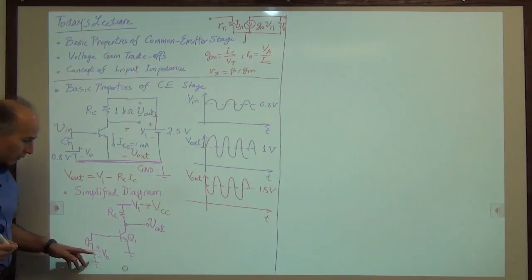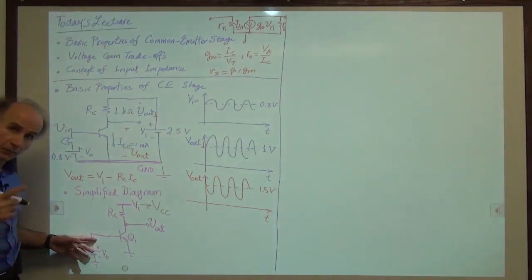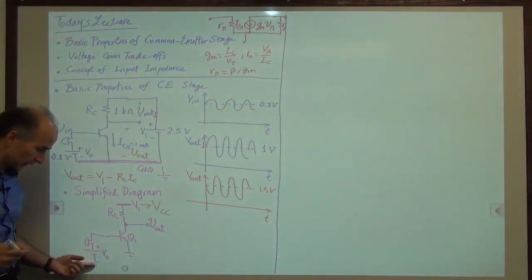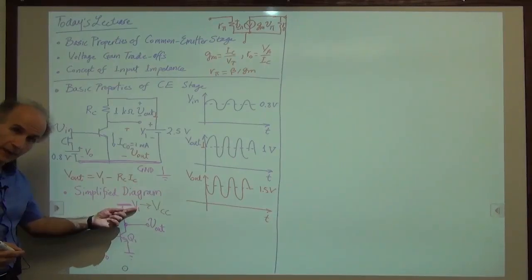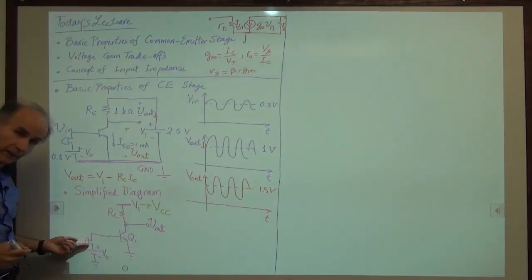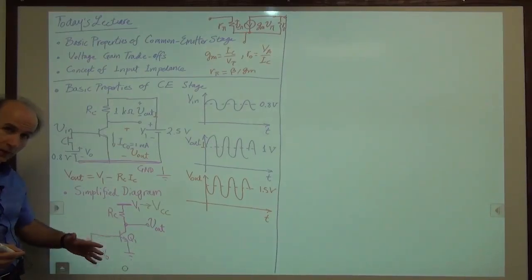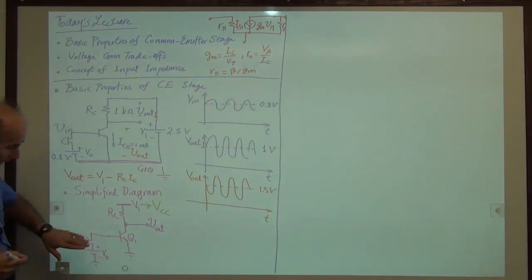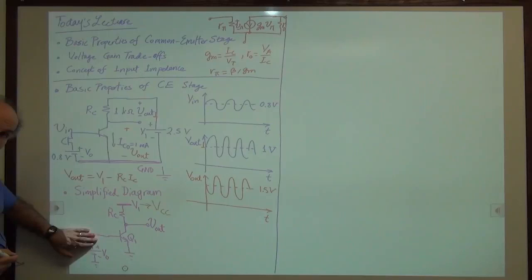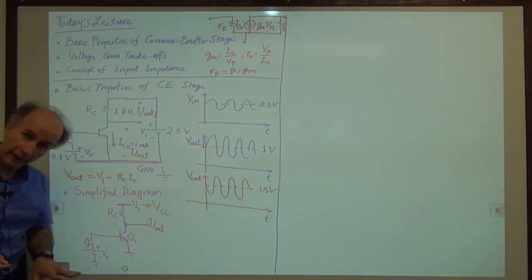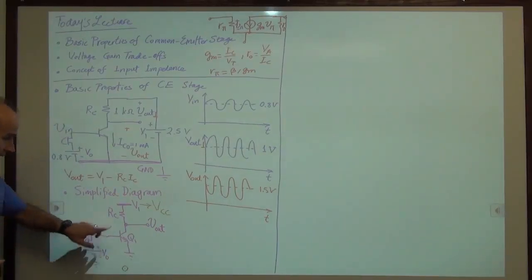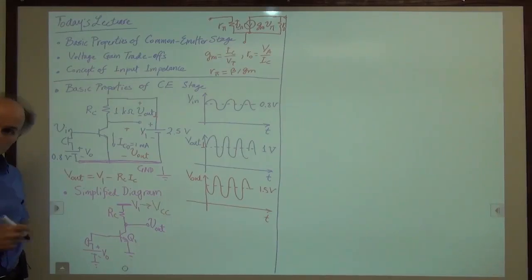Keep in mind that what I have drawn here consists of both the bias quantities, like this and this, and the small signal quantities, like this. So if you want to analyze the circuit, we have to separate it into one for bias calculations without the microphone, and one for small signal calculations without this and without that. So we will do these one by one.